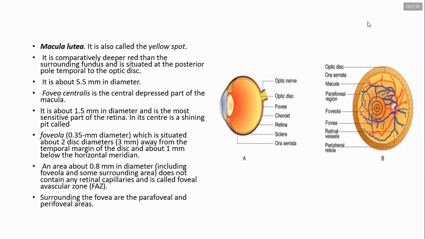Okay. So all of you understood the optic disc and the macula. Though you are not able to see these things with the ophthalmoscope in your practical posting, the theory part will be asked in your practical exam.